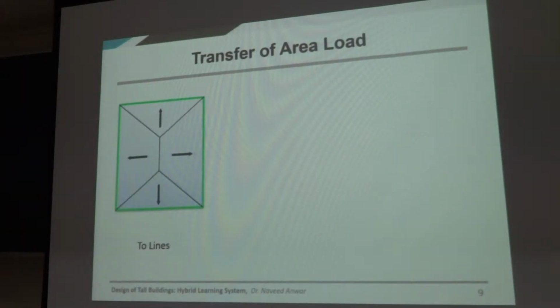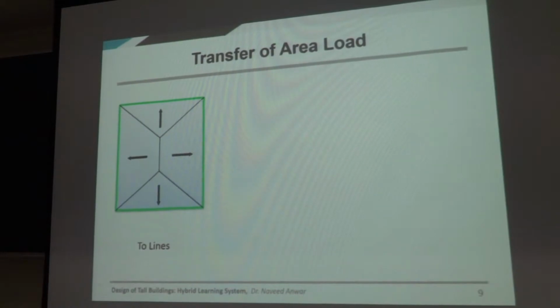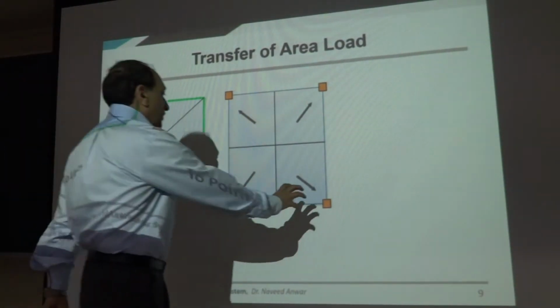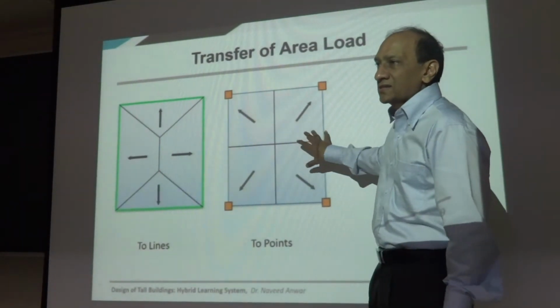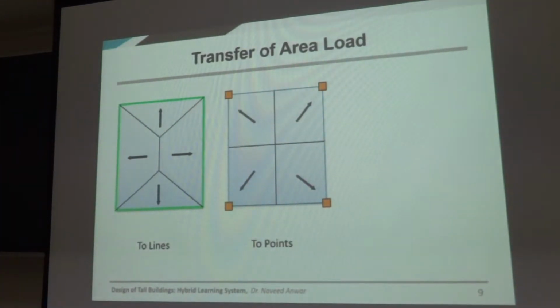So this is simple. Area load going to line load if the walls are there. If you have 4 points, the load has no other way but to go to 4 points because there is no indeterminacy in this case. There is no stiffness. There is stiffness if this column is bigger, more load will go there. But let's assume that they are in this case of the same size or the connection is not rigid.